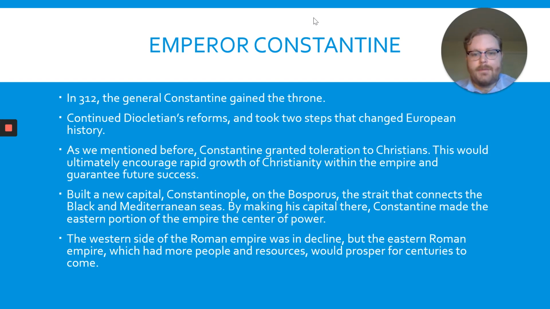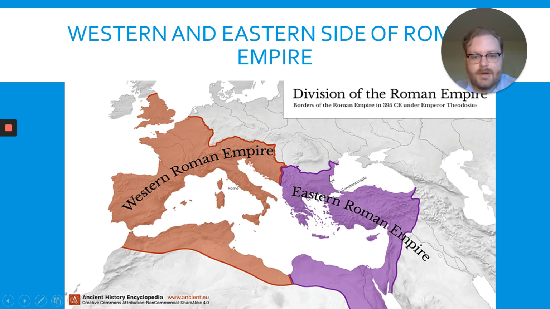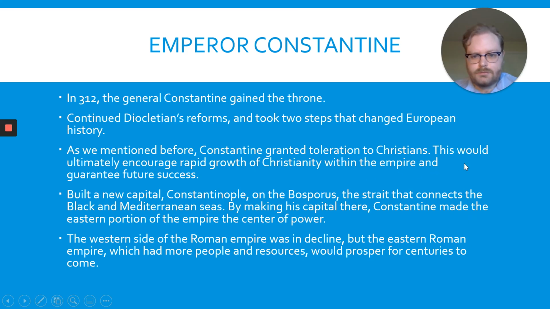And he built a new capital, Constantinople, on the Bosporus, which is a strait that connects the Black and Mediterranean seas. We'll go back to the map right here. This is where Constantinople is. This is the new capital right here that Emperor Constantine founds, and that will end up being the center of Rome from that point forward, to a certain extent, the Roman Empire, and ultimately will be the center of the Byzantine Empire when the West falls. But that is the capital that Constantine founded.